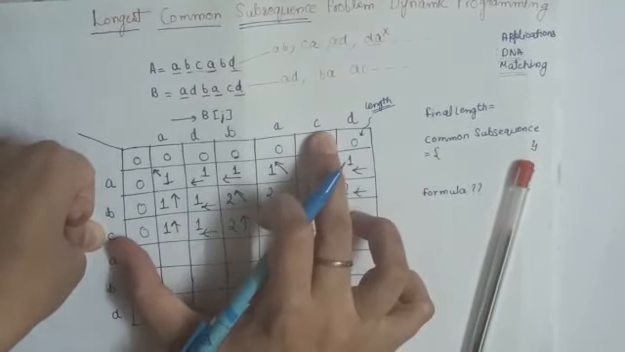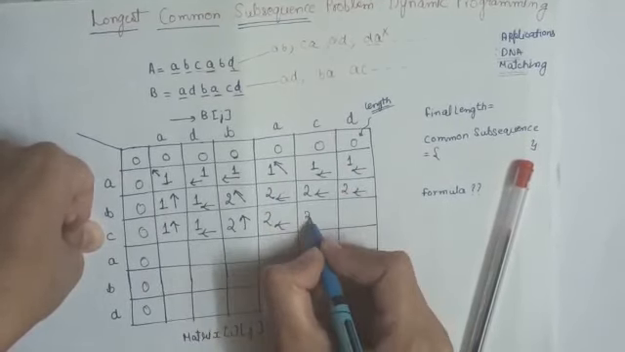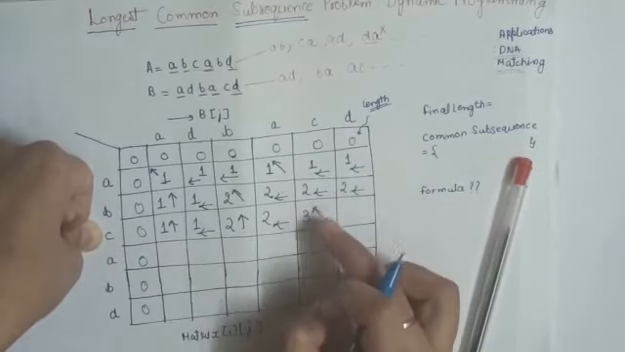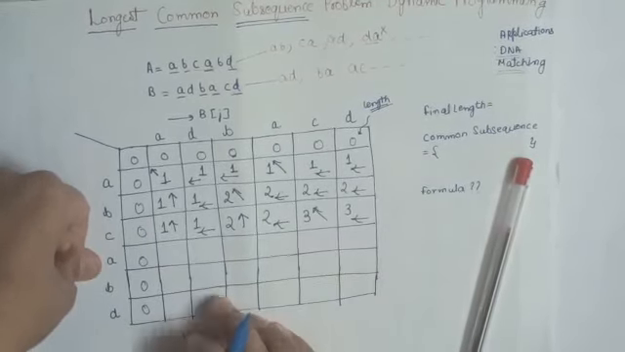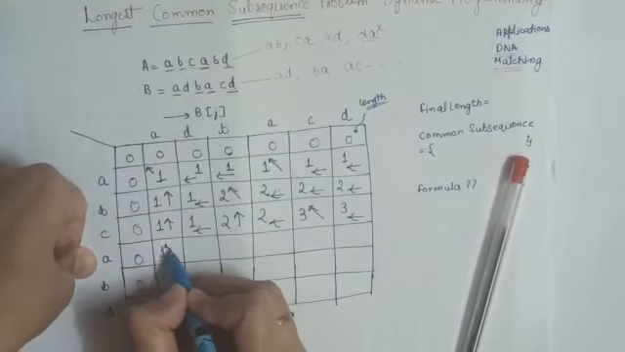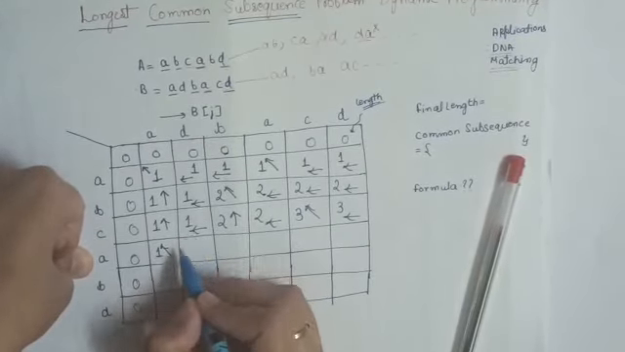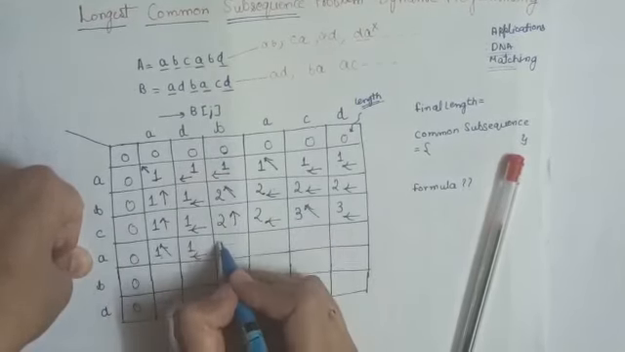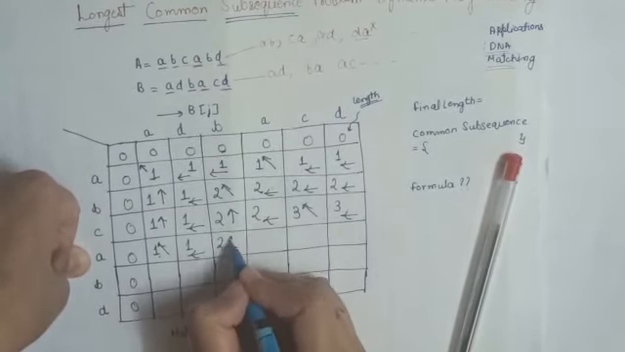C and C, the value is same, so diagonal plus 1, so this will be 2 plus 1, 3, and the arrow this way. Both are different, so maximum of these two, this will be 3, and the arrow is this way. Okay, both are same, so diagonal plus 1, that is 0 plus 1 is 1, the arrow is diagonal. Both are different, so this or this. Maximum among these two is 1, arrow I'll put this way. Both are different, so among 1 and 2 which is maximum? 2 is maximum, upwards arrow.